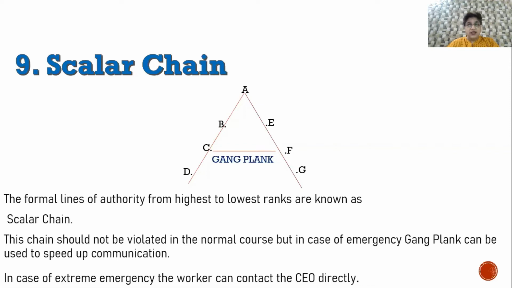And in case of extreme emergency, for example, the boiler has burst in the factory and the workers don't know, and the toxic gases have started releasing, they're odorless, you can't smell it. Now this information needs to be immediately reached to the CEO. Top management has to be told the workers are being evacuated, but who all need to be informed and what all needs to be done, that has to be seen. So this is an extreme emergency. In that case, the workers can directly approach the CEO. So this is scalar chain.